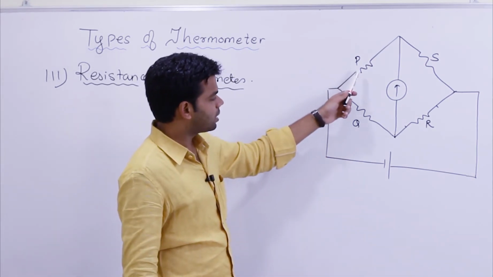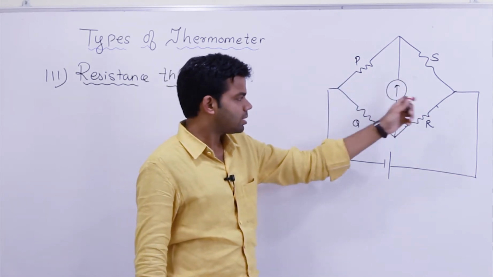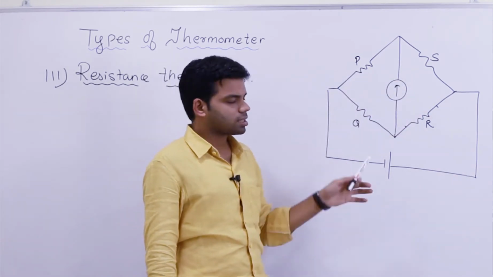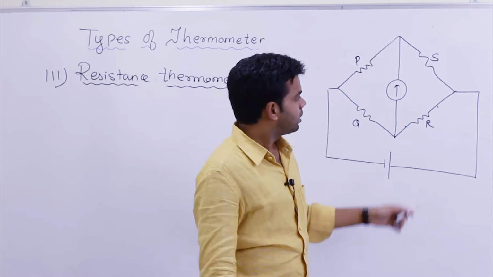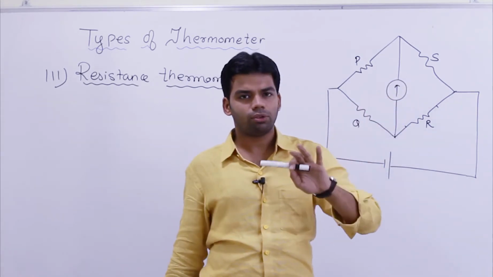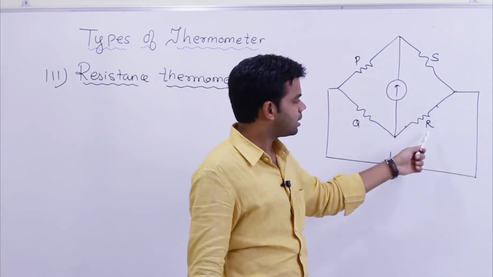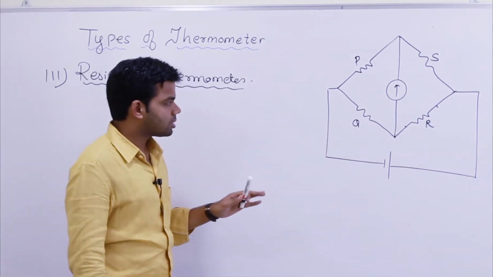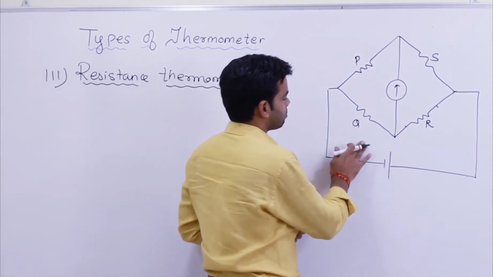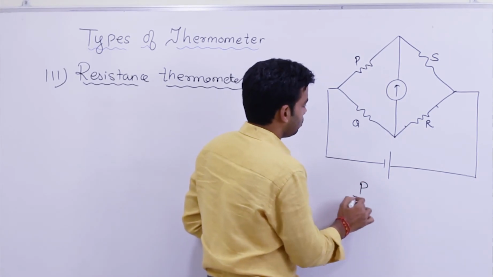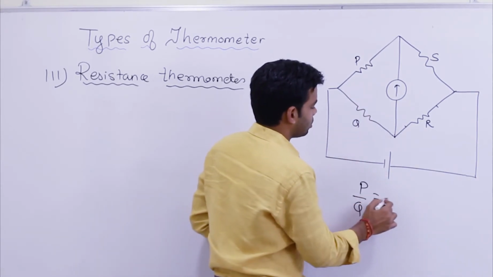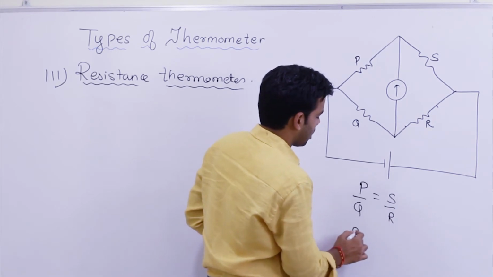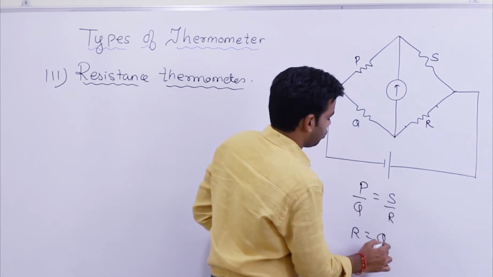We have 4 different resistors, P, Q, R and S, out of which P and Q are fixed value resistors. S has a variable value. We can change the resistance of S, and R is the unknown resistance. Now, as we know from the Wheatstone bridge principle, P by Q is equal to S by R, or you can say R is equal to Q into S by P.